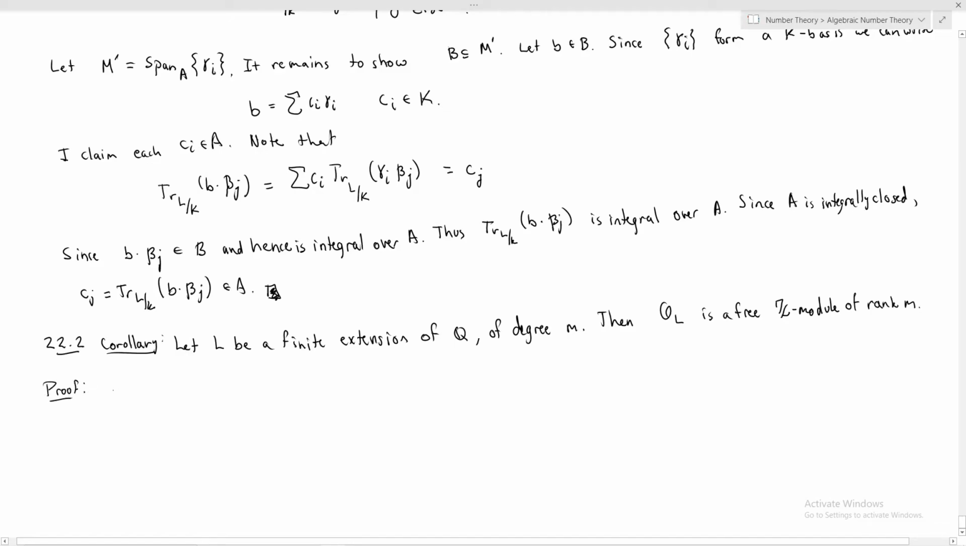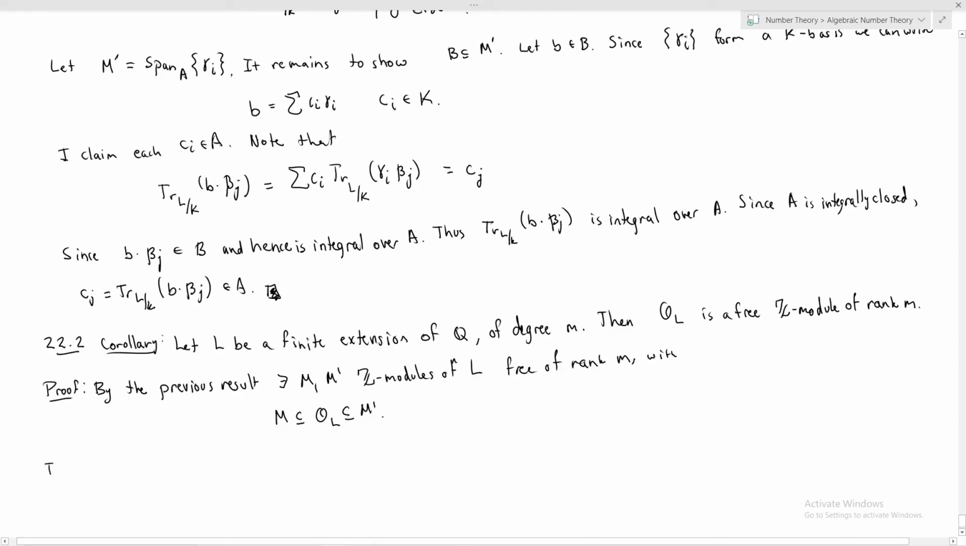Well, we just saw that by the previous result, there exist M and M prime, Z submodules of L, free of rank m, (I always do this, should be little m), such that they sandwich O sub L. Then the result follows from the following.